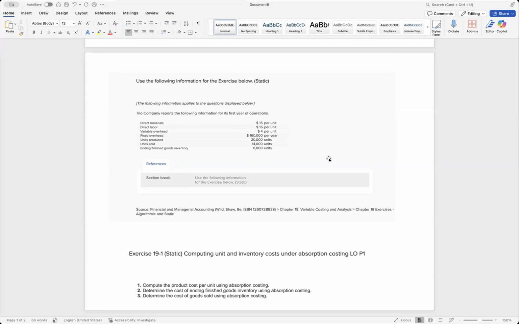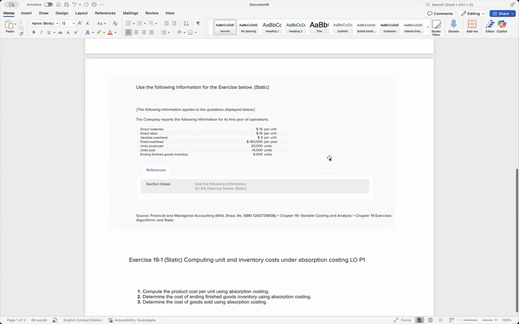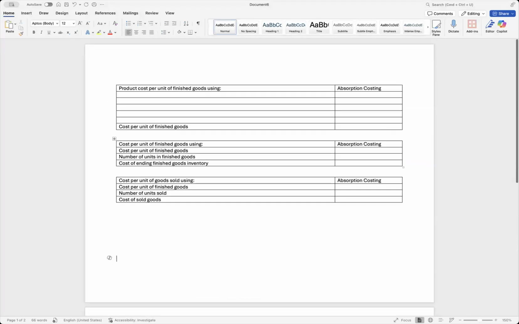Then it says, compute the product cost per unit using absorption costing. Determine the cost of ending finished goods inventory using absorption costing. And determine the cost of goods sold using absorption costing. All right, so I've set up my tables here as I usually do. Again, these are usually set up for you in your system.